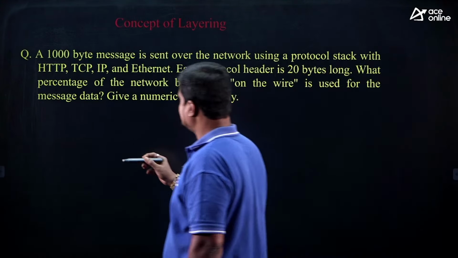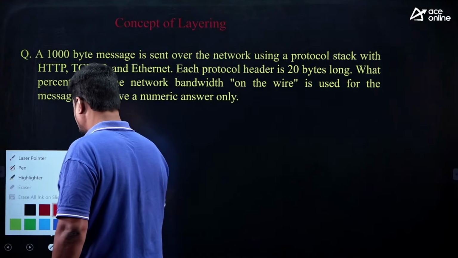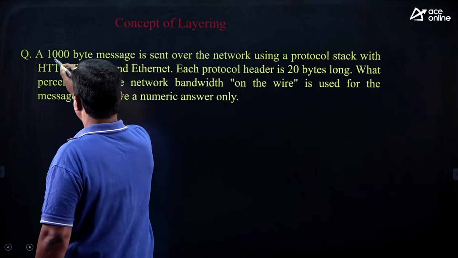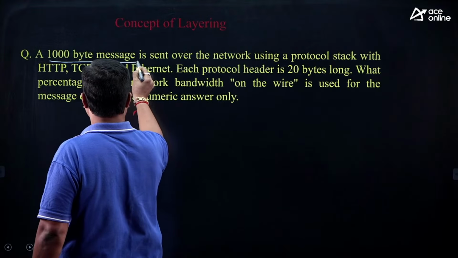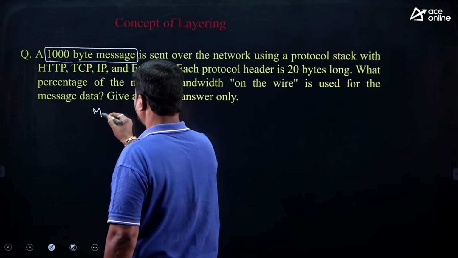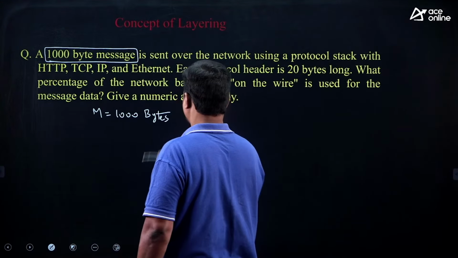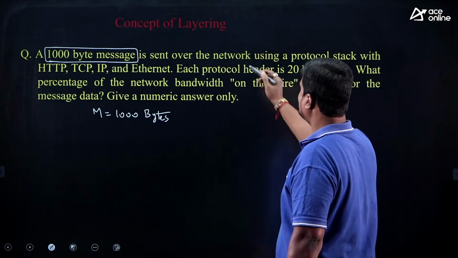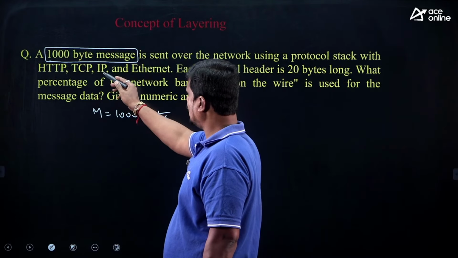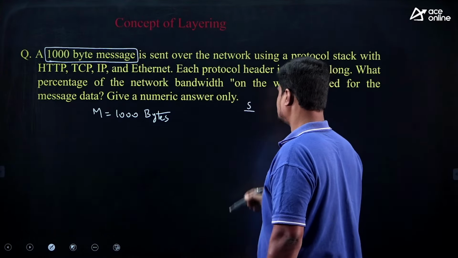In parallel to me, you can also make an attempt to solve this question. It is given that the message size is 1000 bytes, so I can write 1000 bytes of message. This message is sent over the network using a protocol stack with HTTP, TCP, IP and Ethernet. What does it mean? This is your sender system.